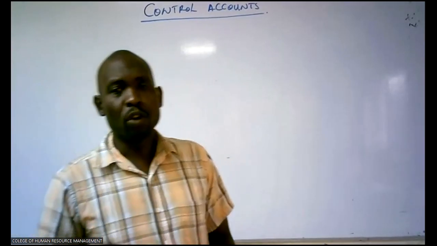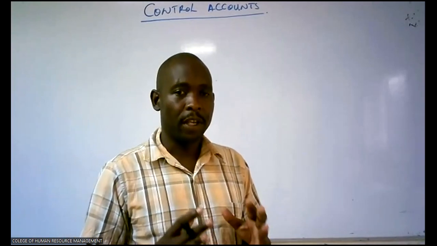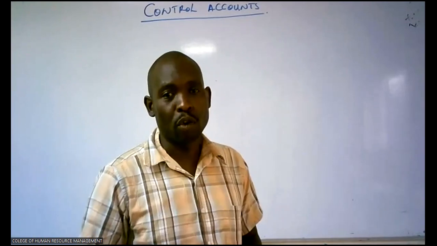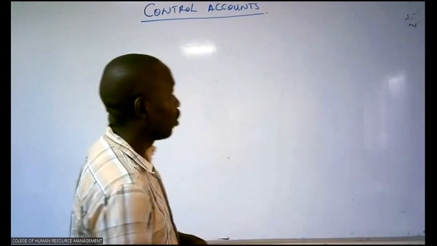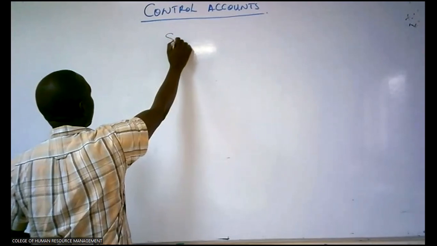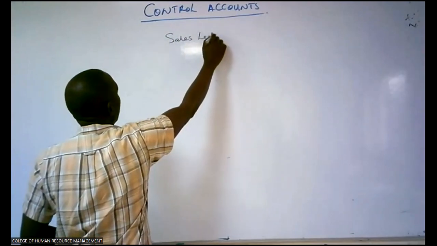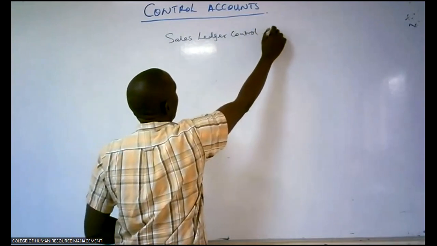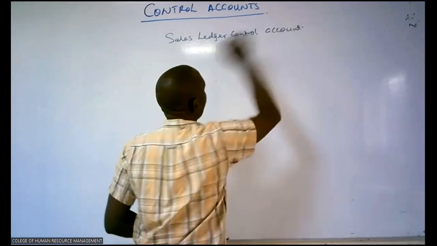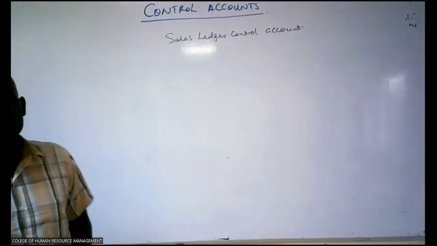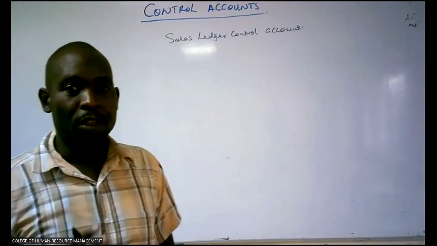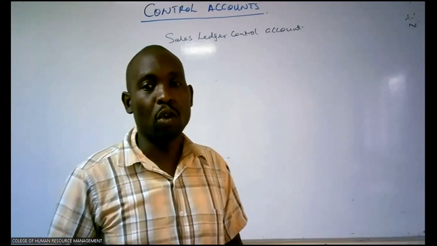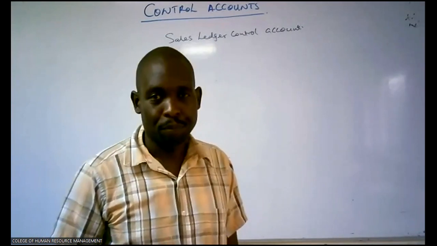When we talk about control accounts, in our syllabus, we are supposed to cover two types of control accounts. One is what we call the sales ledger control account, the sales ledger control account. This is a control account that is meant to control the debtors.